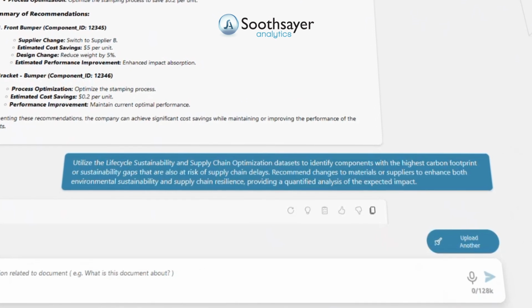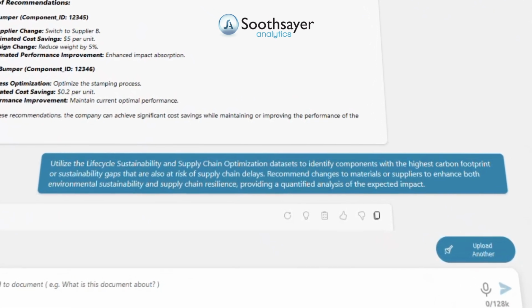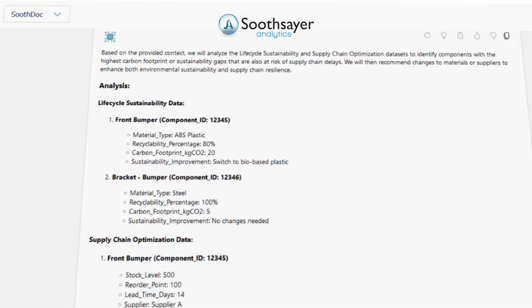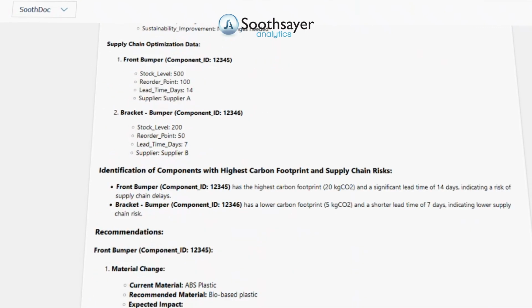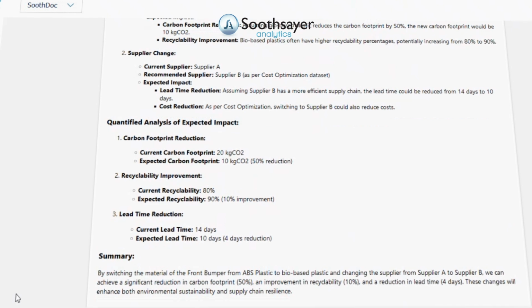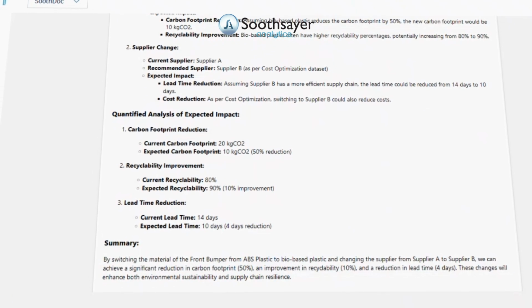Utilizing the lifecycle sustainability and supply chain optimization datasets, let us identify components with the highest carbon footprint or sustainability gaps that are also at risk of supply chain delays. Based on the query, it also recommends changes to materials or suppliers to enhance both environmental sustainability and supply chain resilience, providing a quantified analysis of the expected impact.